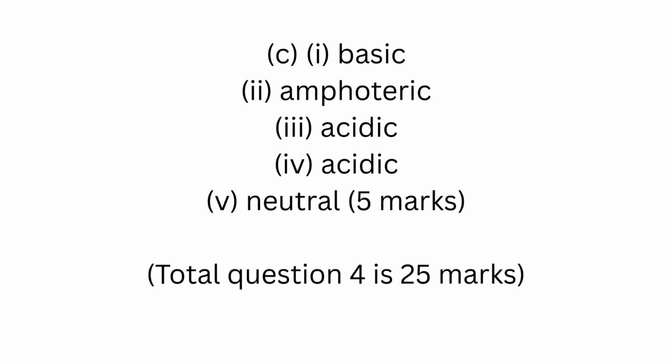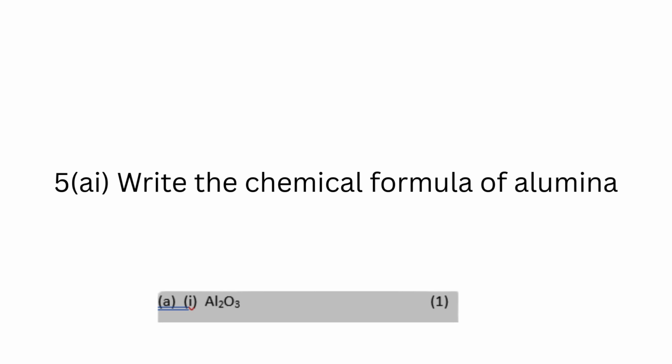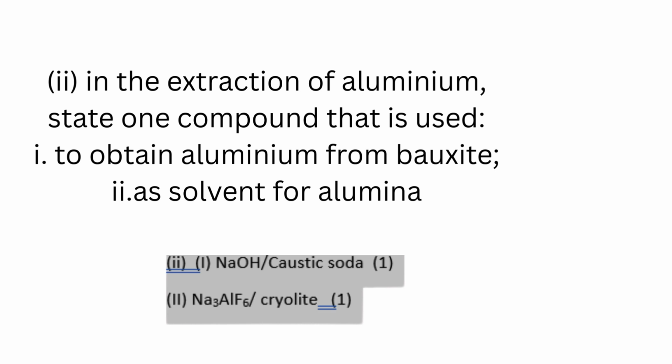The next question is 5A, which says, what is the chemical formula of alumina? That's the answer, Al2O3. Please take notes. Aluminium is 2, oxygen is 3. In the extraction of aluminium, name 1 compound that is used to obtain aluminium from bauxite as solvent for alumina. You can either name it in the chemical formula or the name: caustic soda, cryolite.